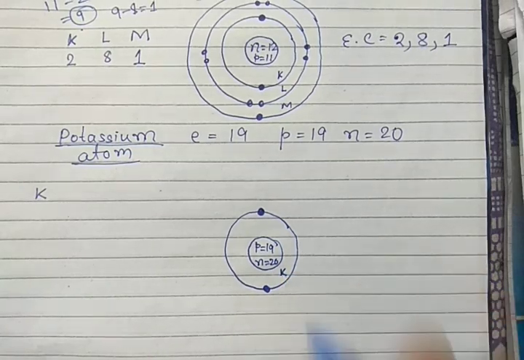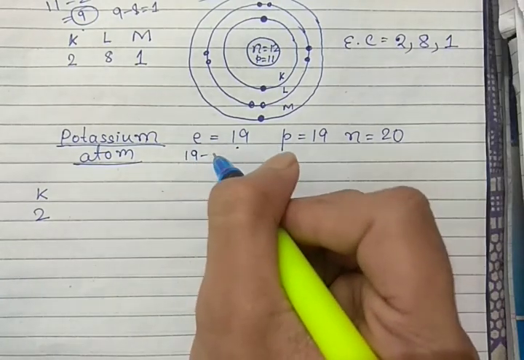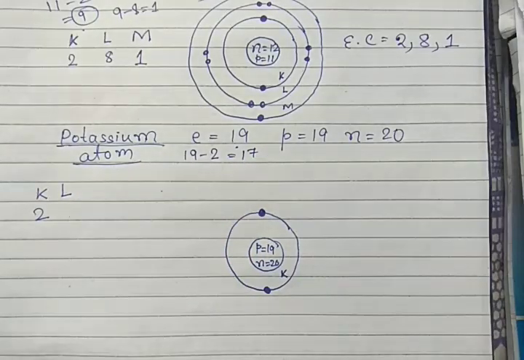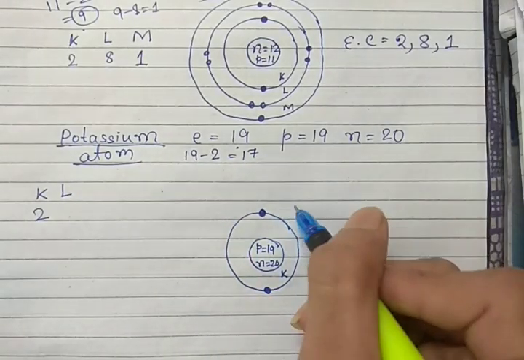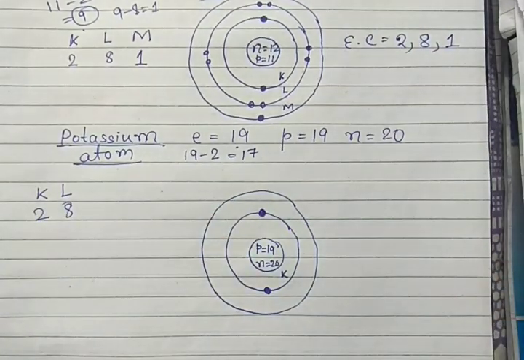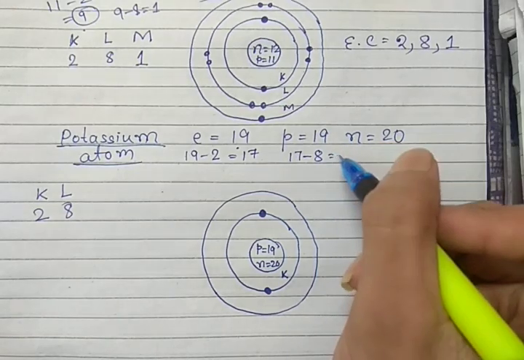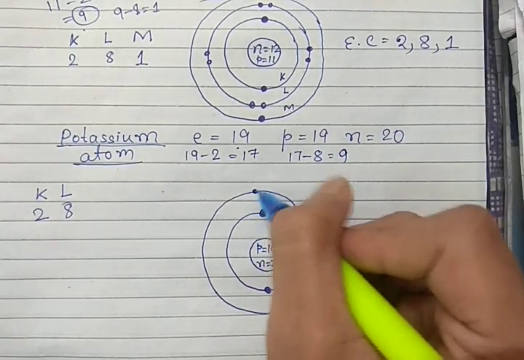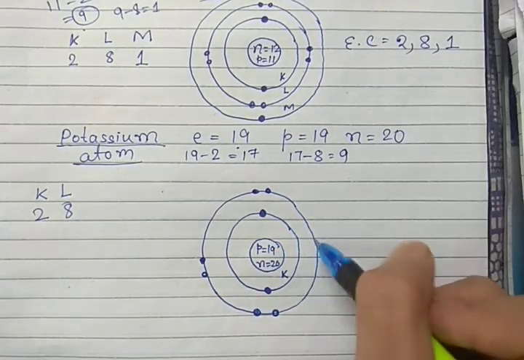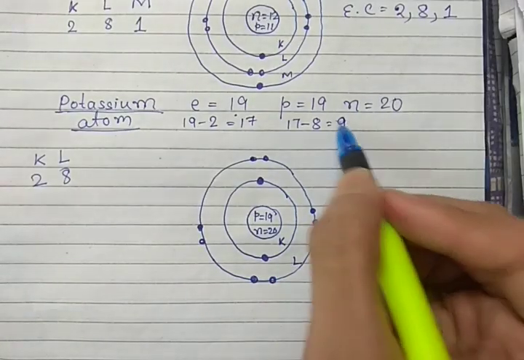Because it has the maximum capacity, 2 electrons. K shell এ 2 electrons বসিয়ে দিলাম। Out of the 19 electrons, 2 electrons are in K shell. How many are remaining? 17. Now 17 electrons will have to be arranged. L shell has a maximum capacity of how many electrons? 8 electrons. So in the L shell there will be 8 electrons. So 17 minus 8, 9 will be remaining. So let us place 8 electrons in L shell. 1 2 3 4 5 6 and 7 8. K shell, L shell. Now 9 electrons have to be arranged.